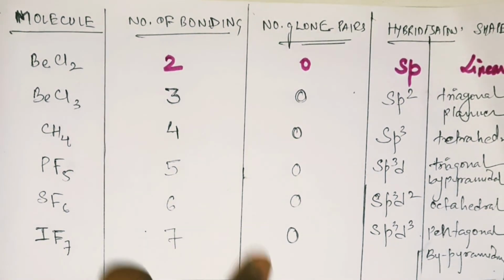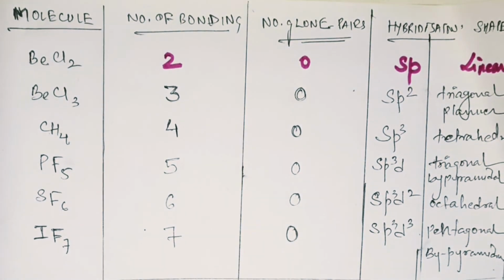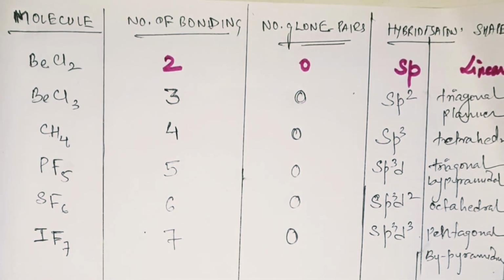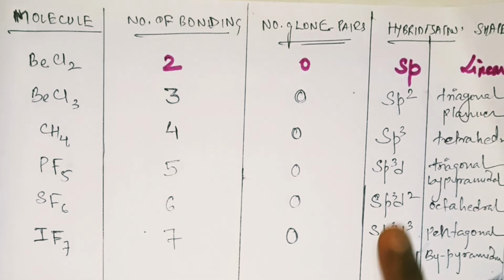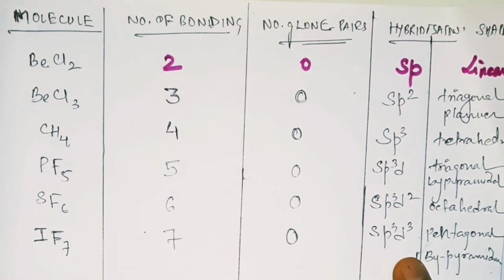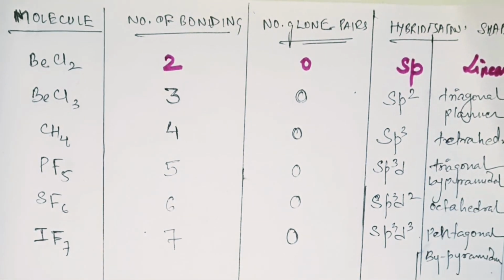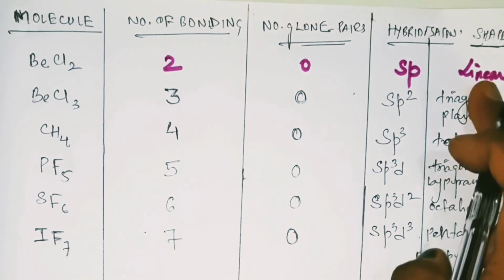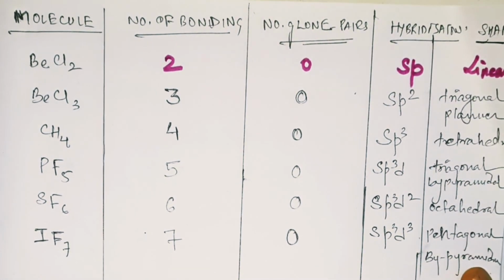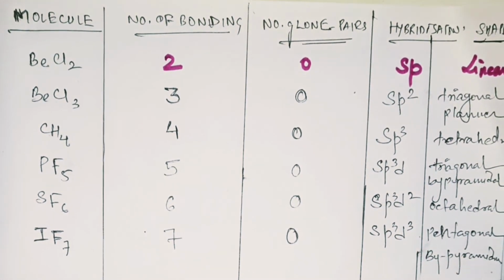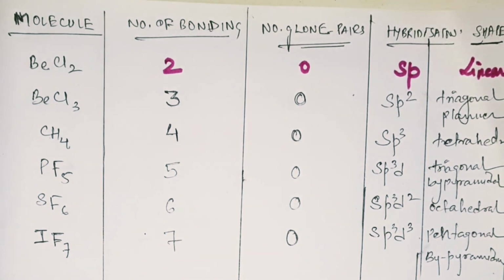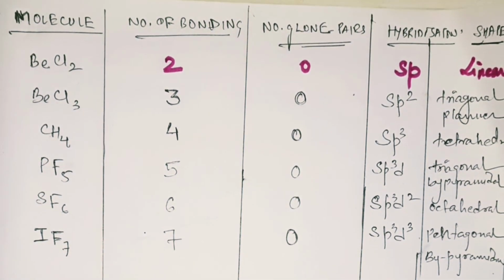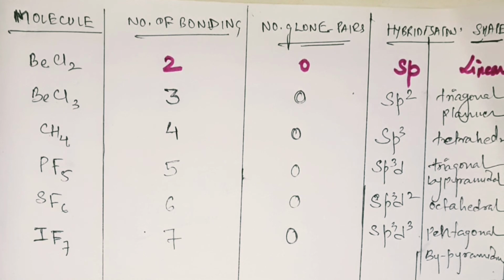These are the shapes which do not have lone pairs. Whenever lone pairs are there, the hybridization will remain the same and the spatial arrangement will be the same, whereas the geometrical shape will be different. We will go for that one. So we will go with that in the next video.